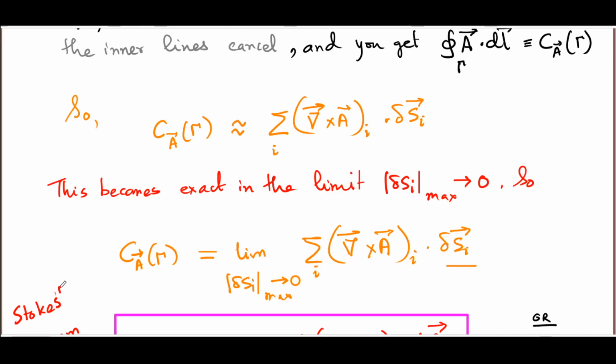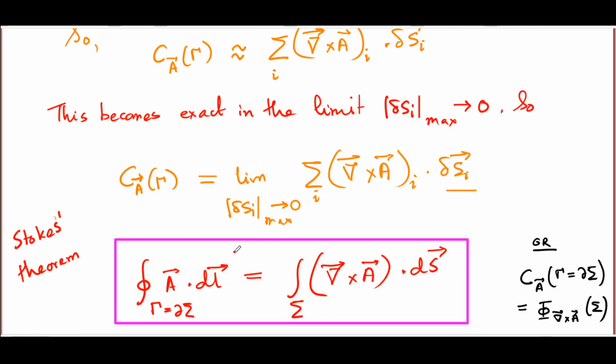So this leads us directly to Stokes' theorem. The line integral of A dot dl over a closed loop gamma, which is the boundary of a surface sigma, is given by the surface integral of curl of A dot dS over the surface sigma. Written in a more compact notation, circulation of A over gamma equals del sigma is the flux phi of curl of A over the surface sigma. So this relates circulation of a vector field on the one hand with a flux through a surface bounded by the loop over which the circulation is being taken on the other.